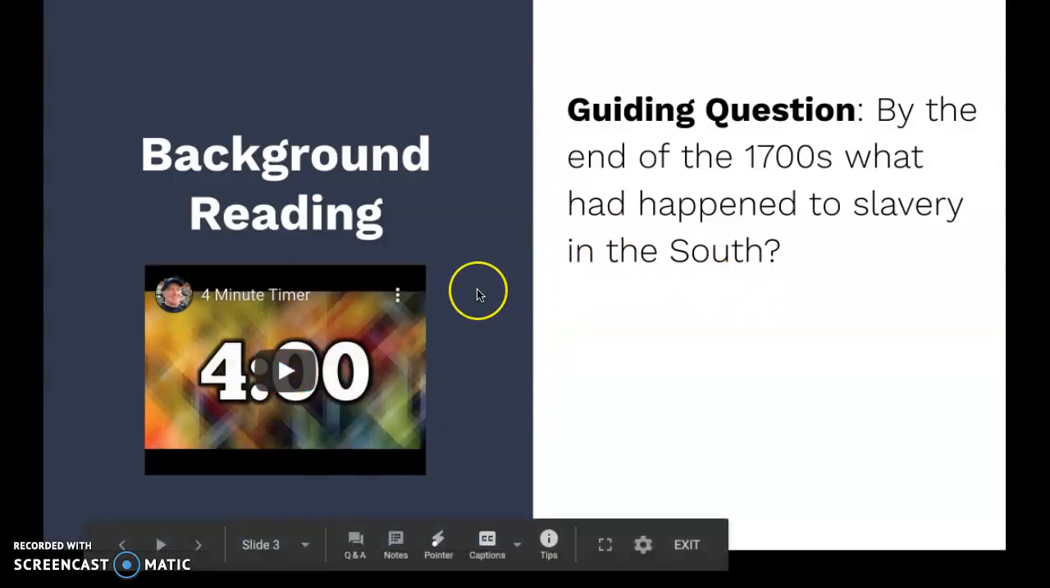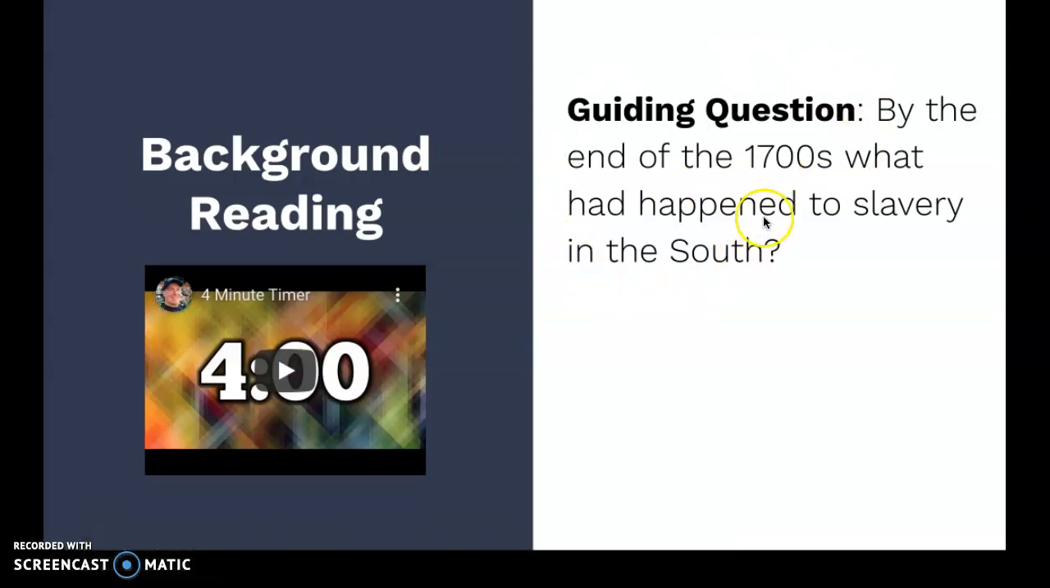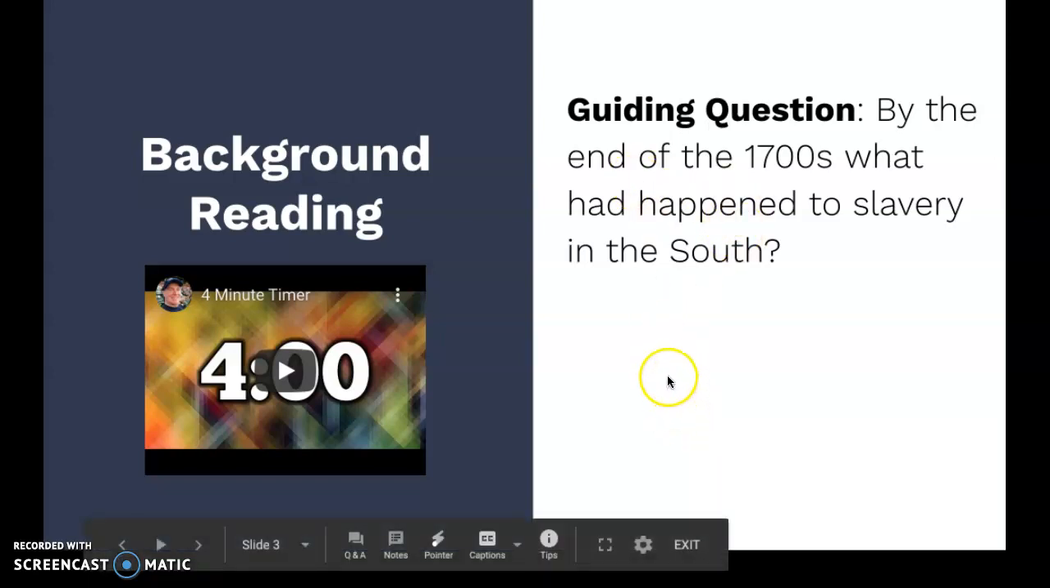So to go over the background reading, I'm not going to have you read it from yesterday, but what we learned is that by the end of the 1700s, the amount of slaves in the United States was decreasing as cash crops like indigo and rice and tobacco became less profitable for people. They were growing less of those crops, which meant they did not need as many slaves. So people started freeing some of their slaves. Others realized that it was morally wrong, so they again started freeing their slaves.